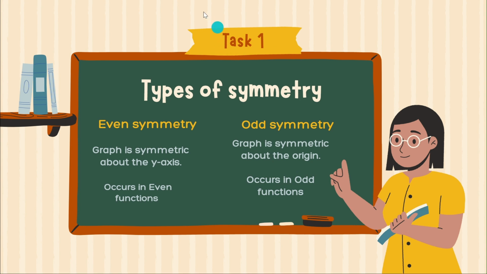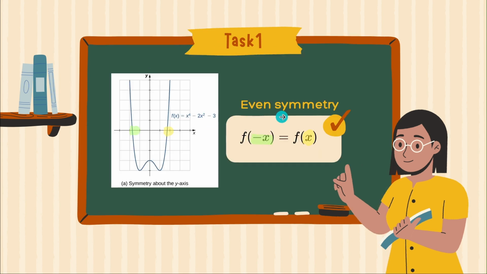odd functions. Now, for a function that has even symmetry, f of negative x is equal to f of x. So over here, f of this positive point, which is x, is equal to 0, and f of negative x is also equal to 0, so you can see that they're both equal to the same value.